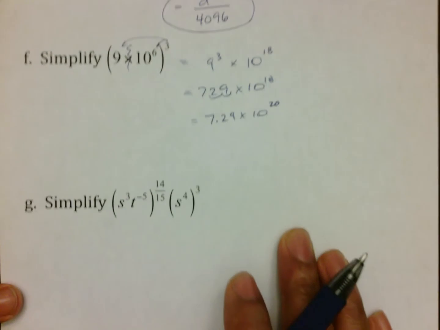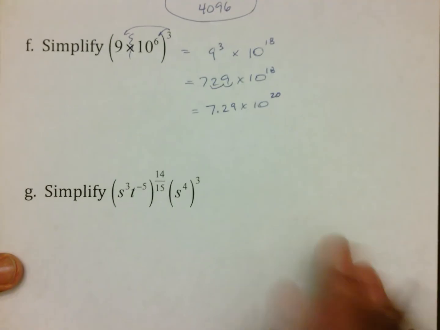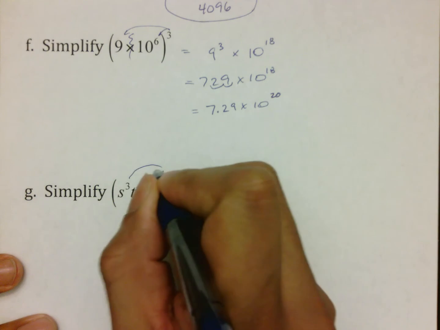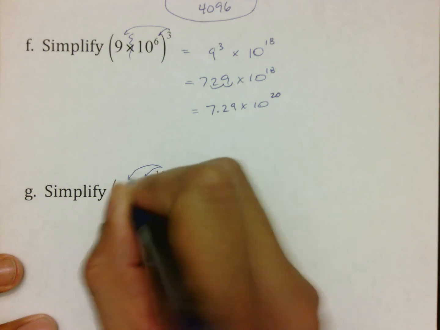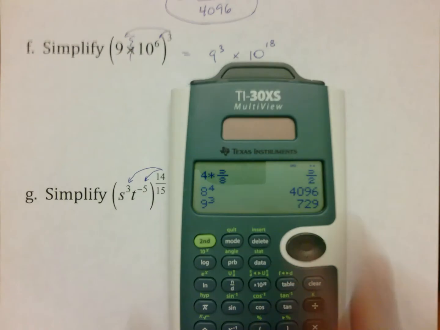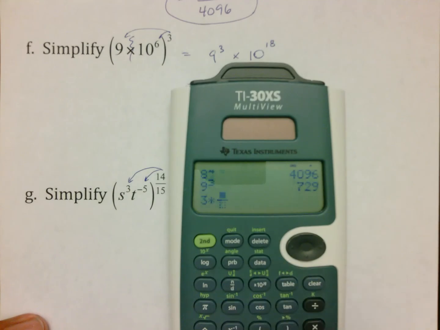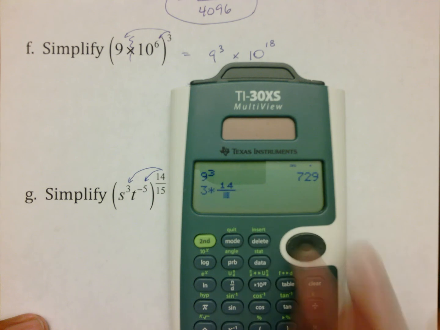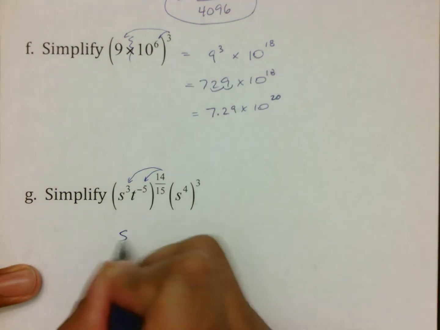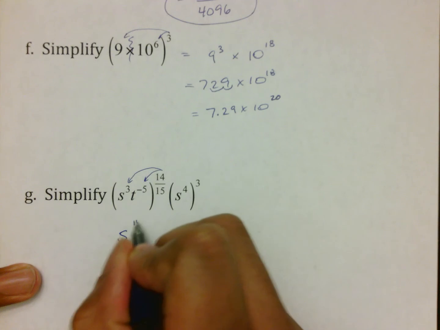Toughest one you're going to see is probably something like this one. But again, this is just a matter of making sure you know what's going on. So the first thing we do is, and I'm not going to show work on this because it's not necessary on this part, I'm going to do 3 times 14/15, which gives me 14 over 5. So I get S to the 14 over 5.